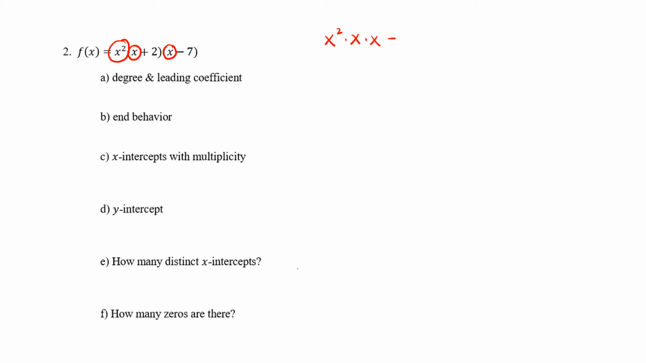x squared times x times x is x to the 4th. That right there is the leading term that we need. Now we can look at that and say, oh, the degree is 4, because it has an exponent of 4, which is even. The leading coefficient, the number in front of x to the 4th, is 1, and what we care about is that it's a positive 1.